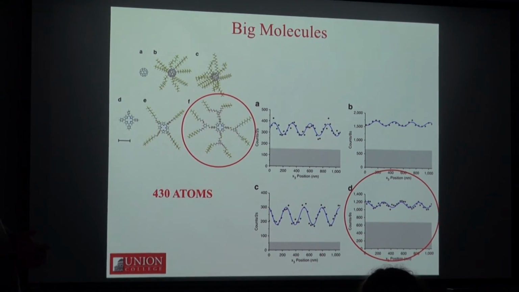That proves that these 430-atom floppy organic molecules are in fact behaving like waves if you do this experiment properly. So everything behaves like waves, right? Electrons have wave nature, neutrons have wave nature, protons have wave nature. Whole, big floppy organic molecules have wave nature.